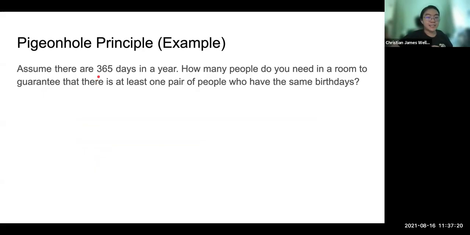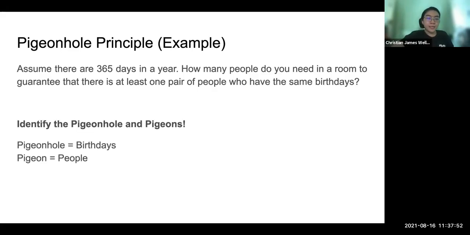Here's an example. Let's say there are 365 days in a year. How many people do you need in a room to guarantee there's at least one pair of people who have the same birthday? I'm just saying that as long as they have the same birthday, I don't care which day it is. As long as they have the same birthday, it satisfies the condition. So give it a bit of thought. I'll go through it in 3 to 5 seconds. Pause the video if you need.